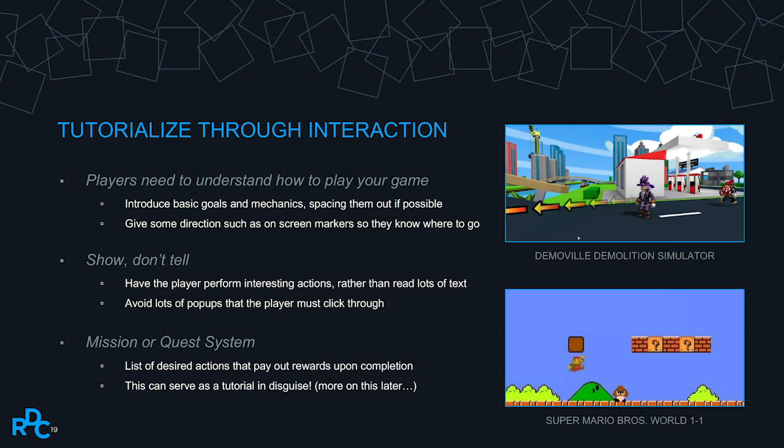The other thing is, show, don't tell. Have the players actually do the actions rather than bring up a lot of text. If you do need to put some text on screen, have it be passive, right? Have it be an overlay. You don't need to click through, because players will just click through as fast as they can. So maybe just a reminder, a light guide, so that they can read it if they need it.